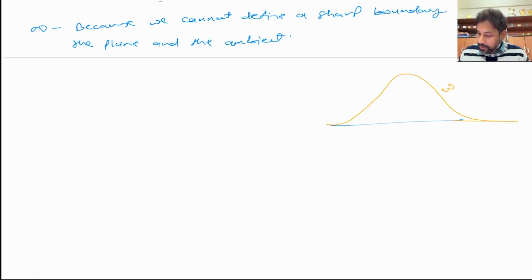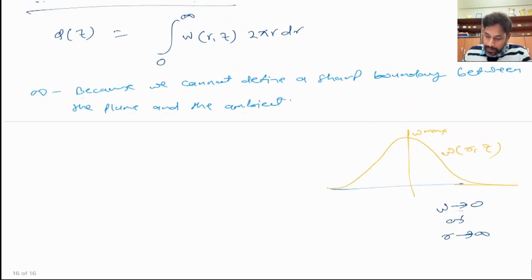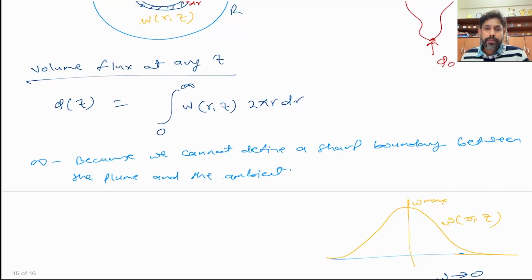So this is the vertical velocity, which is maximum here at r equal to 0, but it tends to 0, w_r tends to 0, as r tends to infinity, right? So w_r becomes 0 only at r equal to infinity, and that is why we need to integrate velocity from 0 to infinity to find the volume flux.